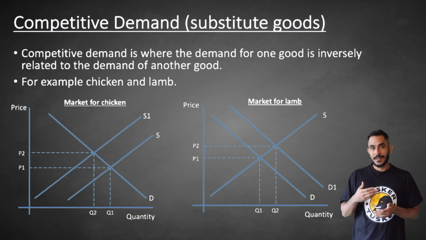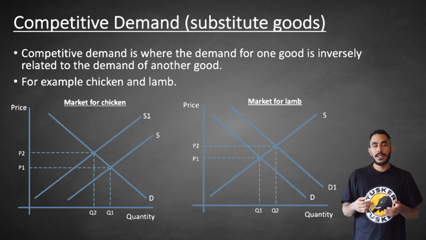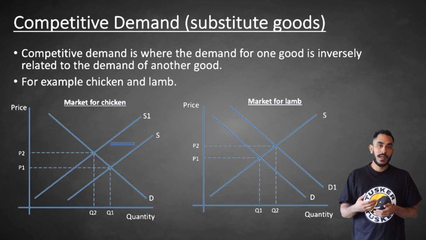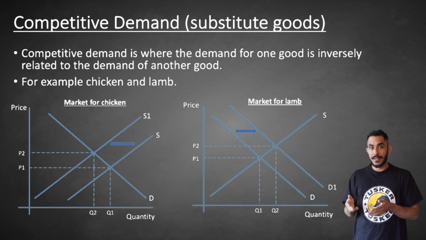Competitive demand describes a situation where changes in the market conditions for one good or service can impact the demand for another good or service. An example of this might be chicken and lamb. In this example, there's a lower quantity of chicken supplied to the market, and therefore the demand for lamb has increased, as lamb might be an alternative to chicken. You could consider the relationship between goods that have competitive demand as described by positive cross-price elasticities of demand, as these goods are substitutes.